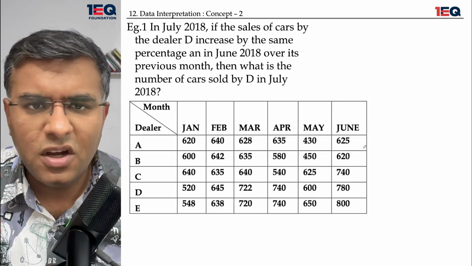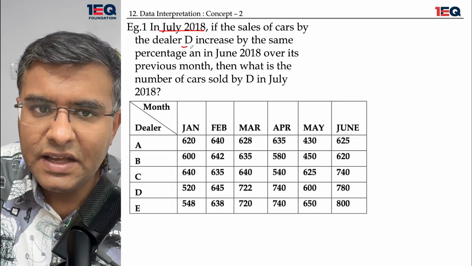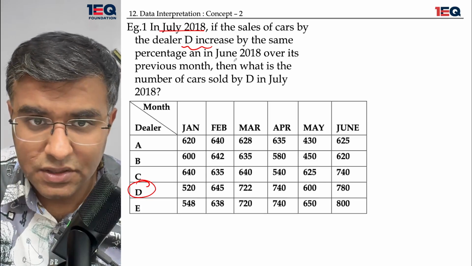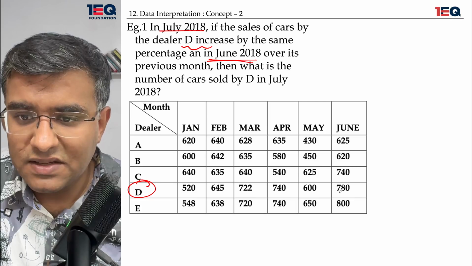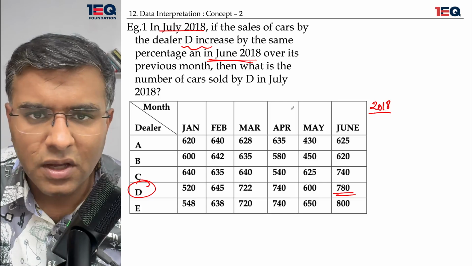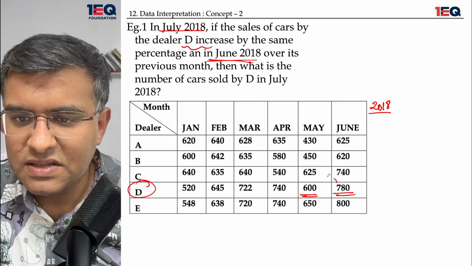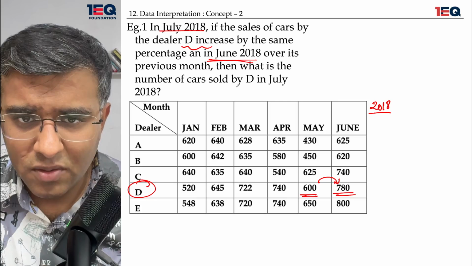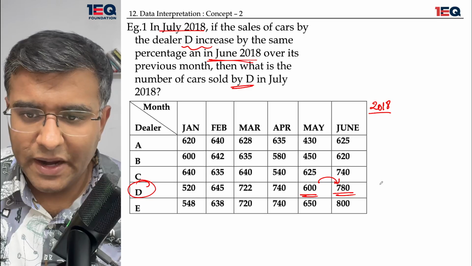Okay, moving to the question. In July 2018, if the sales of the cars by dealer D, so this person is in question, increased by the same percentage as in June 2018 over its previous month. Let's assume that we are talking only about the year 2018. June over its previous month, this is the gap which has been created. Then what is the number of cars sold by D in July?